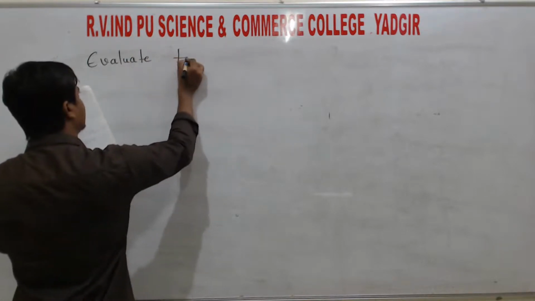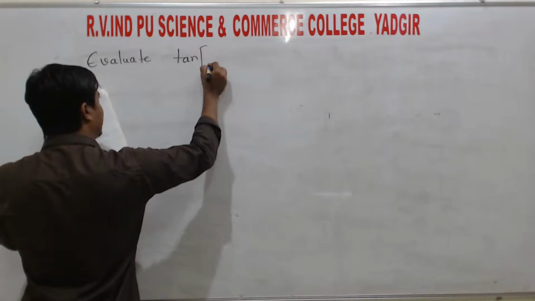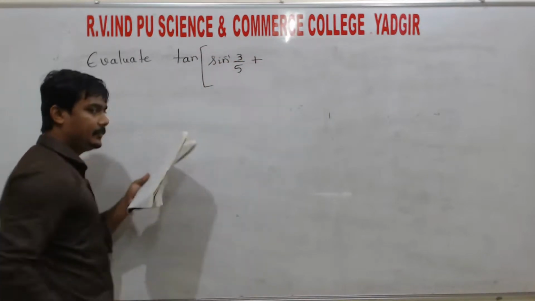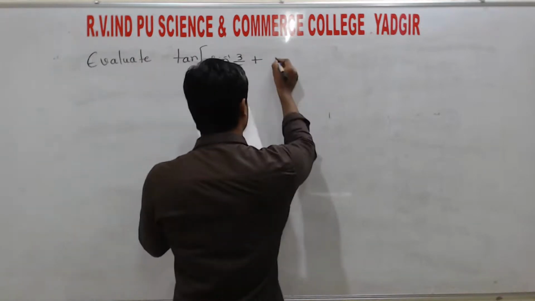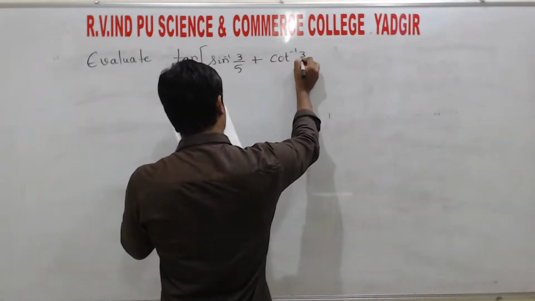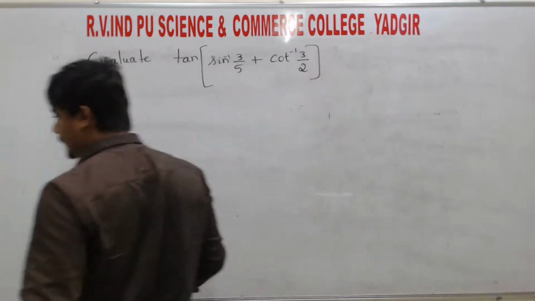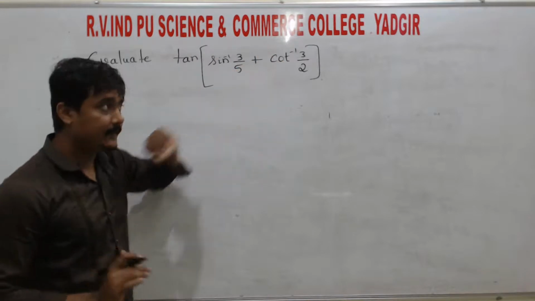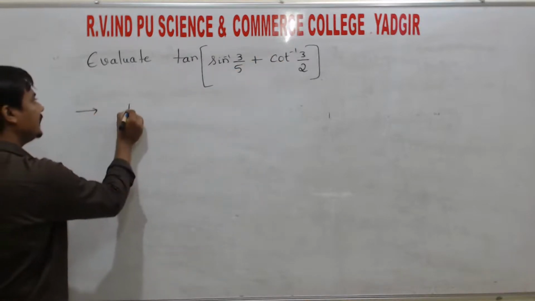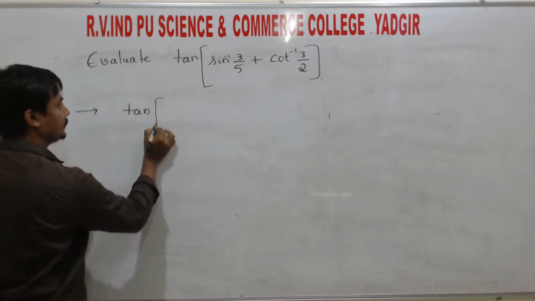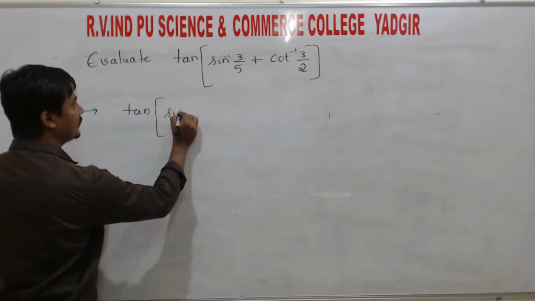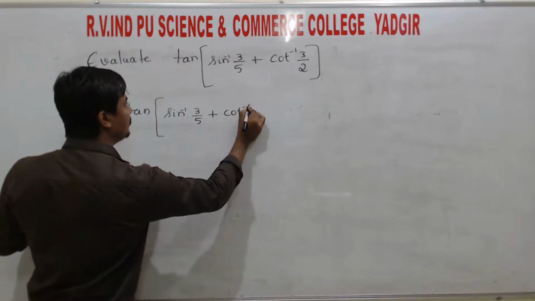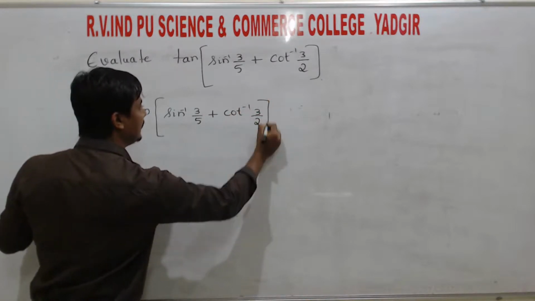Evaluate tan of sin inverse 3 by 5 plus cot inverse 3 by 2. Evaluate means we need to find out its value. See how we do it. First, I will consider the expression. This is tan of sin inverse 3 by 5 plus cot inverse 3 by 2.